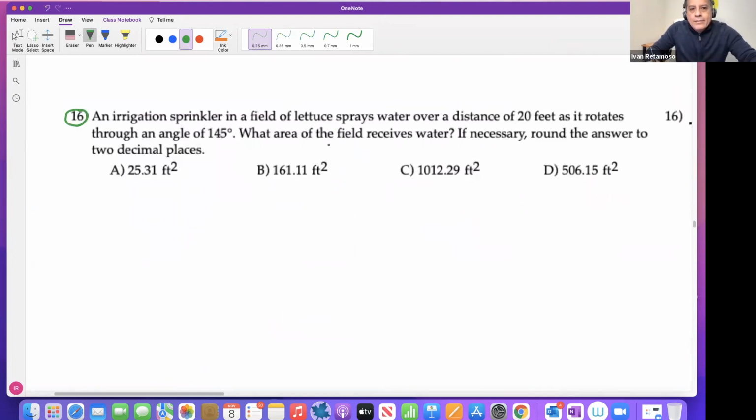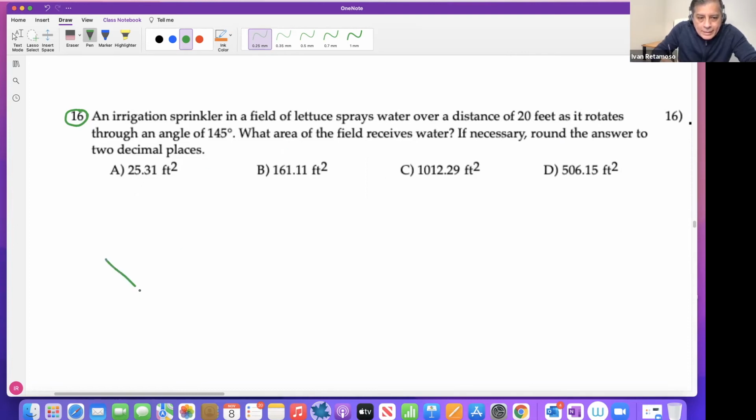It says an irrigation sprinkler in a field of lettuce sprays water over a distance of 20 feet as it rotates through an angle of 145 degrees. What area of the field receives water? If necessary, round the answer to two decimal places.